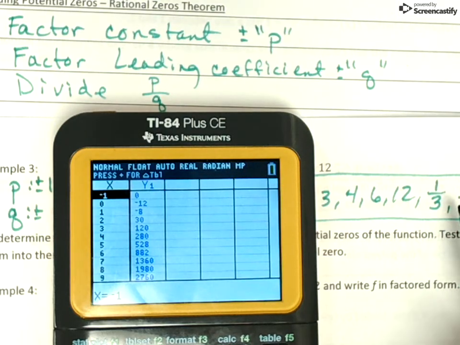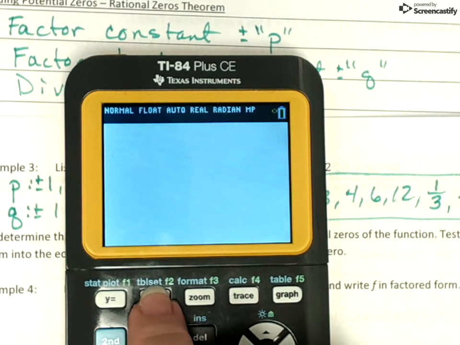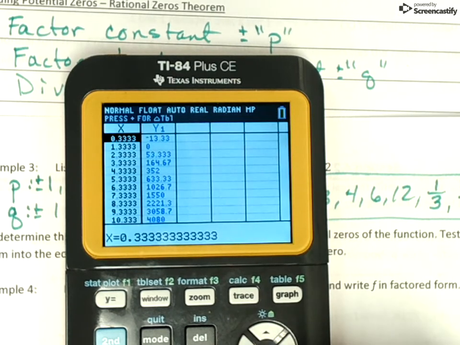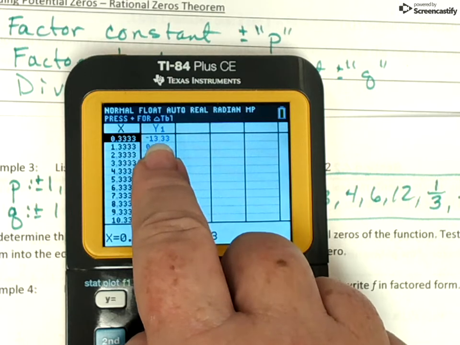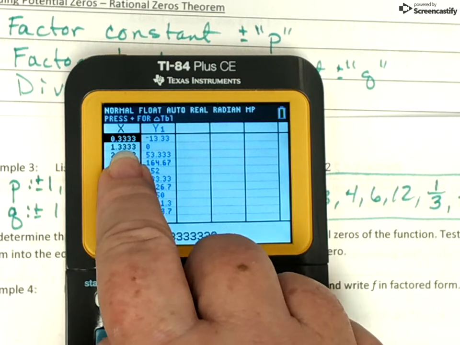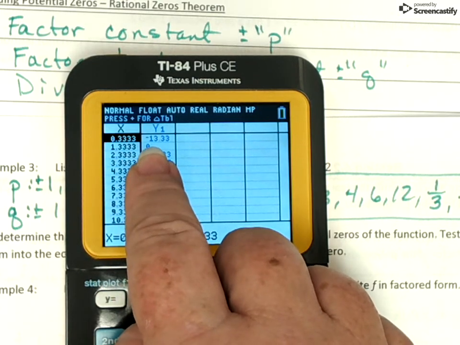But what about these fractions? What if I wanted to try 1/3? 1/3 doesn't show up. So on your calculator, there is a button called Table Set. It's actually called Window, but the blue above it says Table Set. So you hit blue second, Table Set, and you tell it, hey, I want to start at 1/3. And you look at the table of values. 1/3 did not give me a 0, but 4/3 does. And how do I know that's 4/3? Because I know that this is 1 plus a third, so 4/3 is another 0.